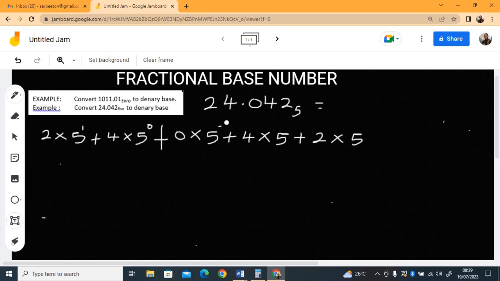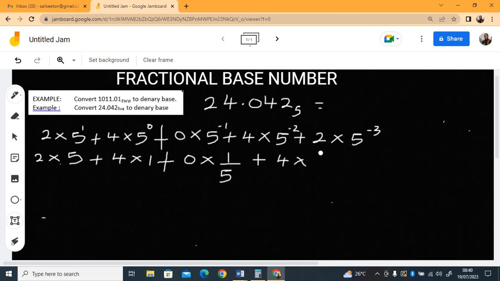Now after plus, I told you minus 1, minus 2, minus 3. That is it. So this is going to be 2 times 5 raised to power 1 is 5, right? Plus 4 times 1, big plus, 0 times 1 over 5, plus 4 times, I told you the minus will turn to what? 1 over 5 raised to the power of 2, because it's 2 that is there. This one is 1, but it does not matter. 2 times, this minus turn to what? 1 over 5 raised to the power of 3, right?